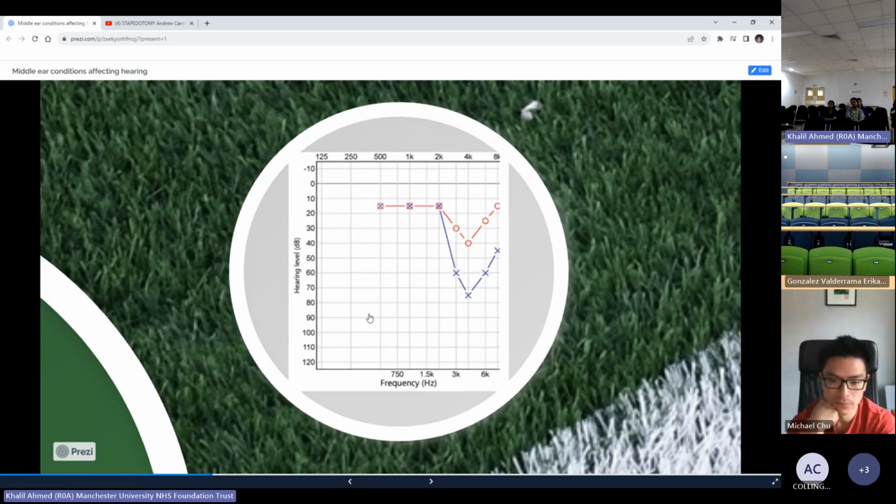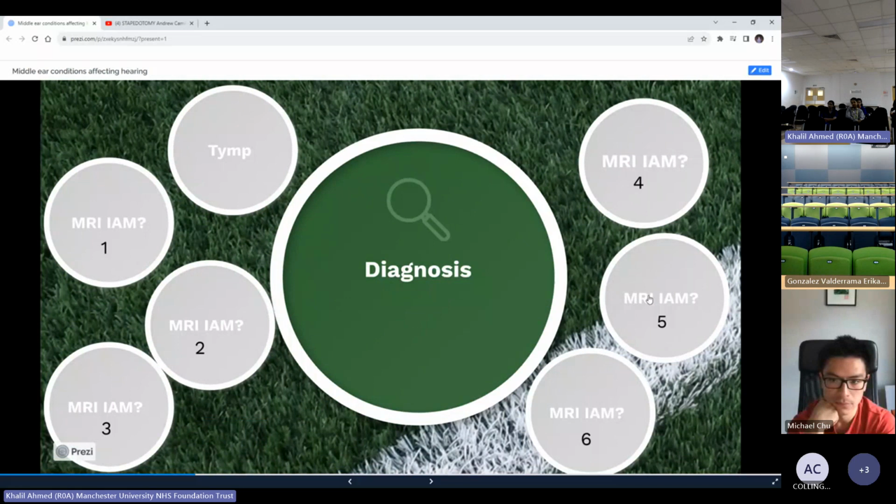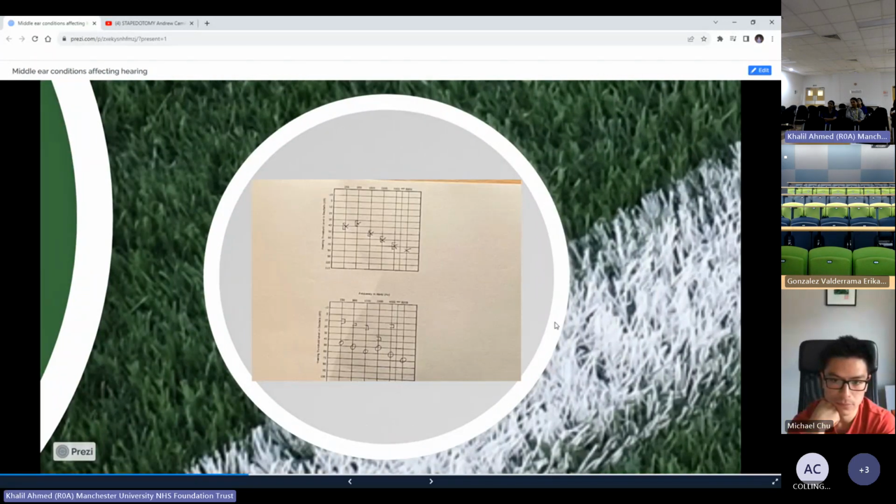Well done, Khalil. Withenshaw hauling it back there. Up to 3-2 now. Okay, what about this one? Glad the audiogram stayed upright this time.